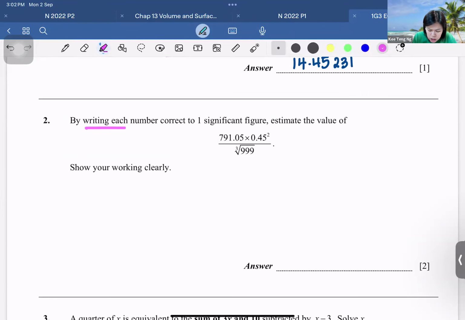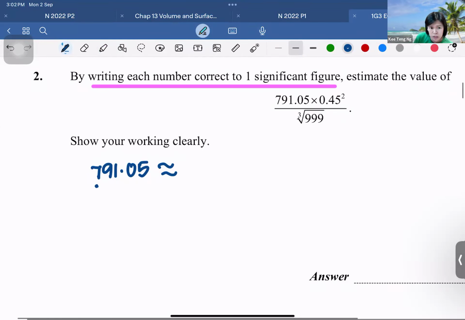By writing each number correct to one significant figure, please read the question carefully. It's not asking you to calculate and then round off to one sig fig. It's asking you to round each number to one significant figure. So I need to show my working very clearly. 791.05 with 1 sig fig: this is my first significant figure. Round up. It is not the number 8, because this is 7 in the hundreds. So this one will be 800.